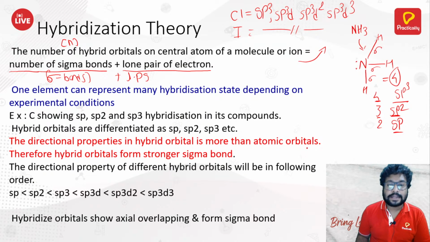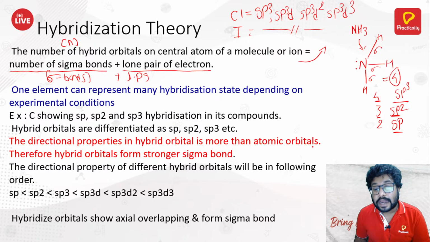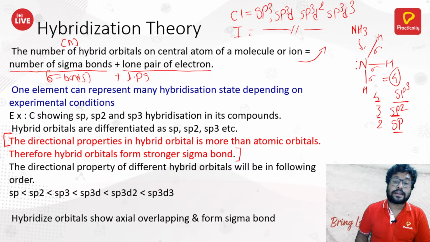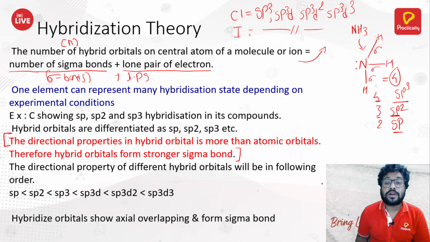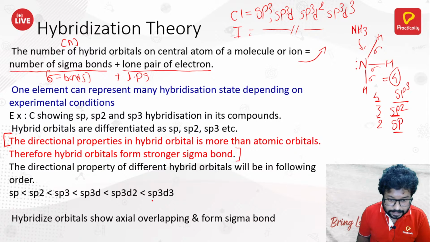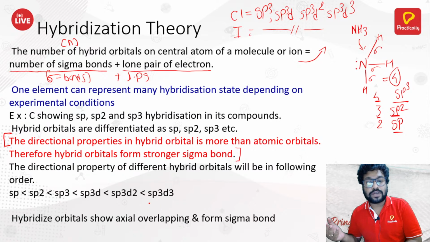The directional properties in hybrid orbitals is more than atomic orbitals, and therefore hybrid orbitals form a stronger sigma bond. I have specifically written this point in red color font. The directional property of different hybrid orbitals will be in the following order. Look at this, sp3d3. So how do we find out this directional property?